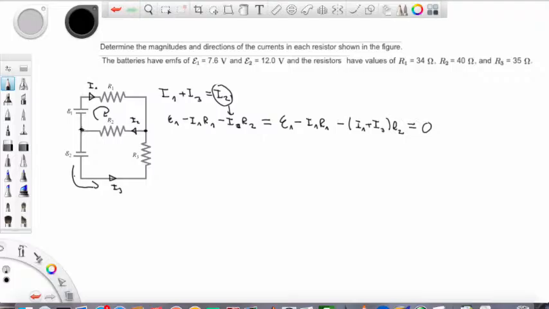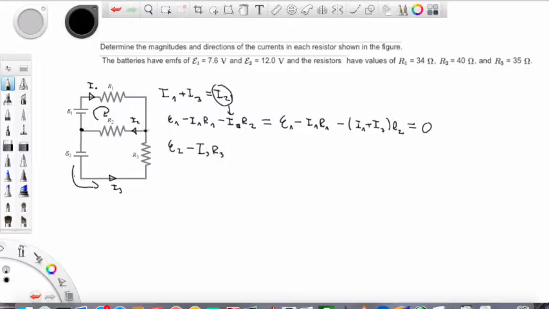So let's start from this point again. In this case, we first build up potential E2, because we go from minus to positive over the battery. Then we have I3 flowing through R3, and because it's the same direction as we are going around the loop, the potential will drop there. So we have minus I3 times R3.